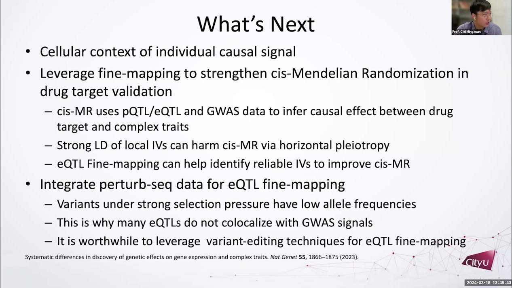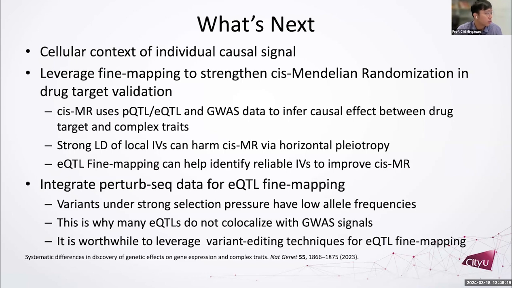The drug target validation basically focuses on a single region of the gene expression and tries to find out the causal relationship between the gene expression or proteomics quantity and the complex trait. Okay, but the difficulty is that the instrumental variables in this cis Mendelian randomization are usually highly correlated, and we can actually apply fine mapping techniques to help us more robustly identify the valid instrumental variables and improve cis-MR.